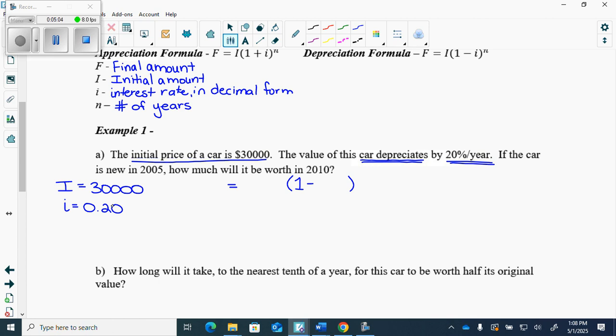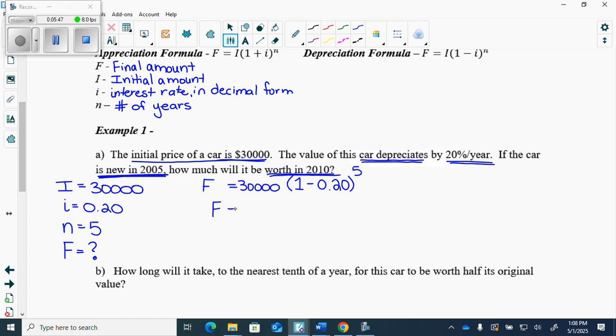Okay, if the car is new in 2005, that means in 2005 it was worth 30,000, correct? How much will it be worth in 2010? What did they give me? The years. What is it? Yeah, n is 5. And what am I looking for? The final amount. What it's worth in 5 years. Correct? Okay, let's fill in what we know. F we don't know, so final equals 30,000 times 1 minus 0.20 to the 5.